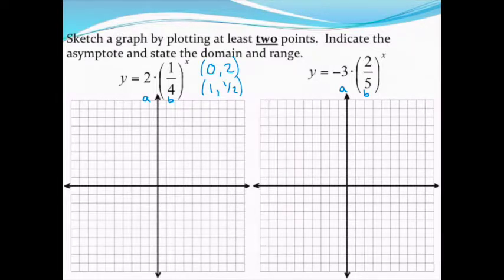I'm going to plot those 2 points because I said I wanted 2 points. So (0, 2) is right there. And then (1, 1/2) is right about there. Well, this is as I expected. The points sort of decrease because we said this was going to represent exponential decay.